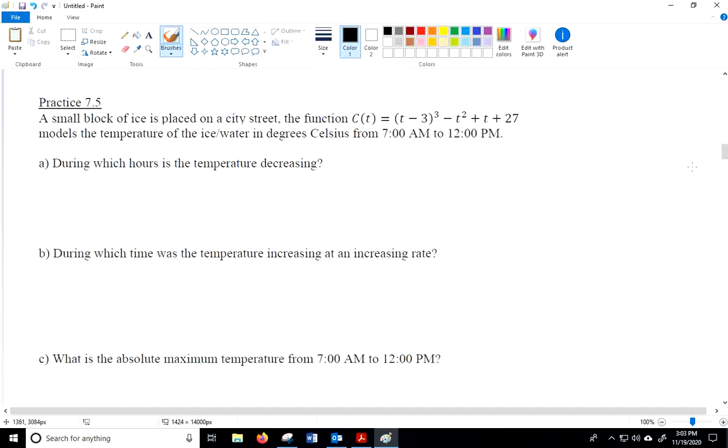All right, practice 7.5. A small block of ice is placed on a city street. The function c of t equals (t minus 3) cubed minus t squared plus t plus 27 models the temperature of the ice in degrees Celsius from 7 a.m. to 12 p.m. During which hours is the temperature decreasing? Well, let's take the derivative.